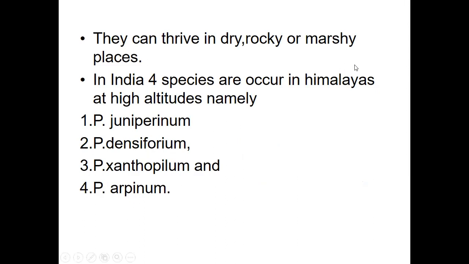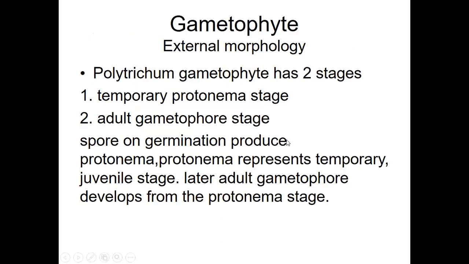In the Indian region, in the high altitudes of the Himalayan regions, four species of Polytrichum were discovered: Polytrichum juniperinum, Polytrichum densifolium, Polytrichum xanthopilum, and Polytrichum alpinum. These are the four species available in the higher altitudes of our Himalayan regions.